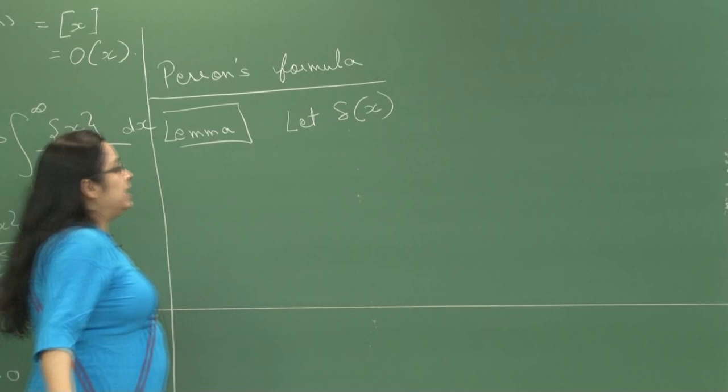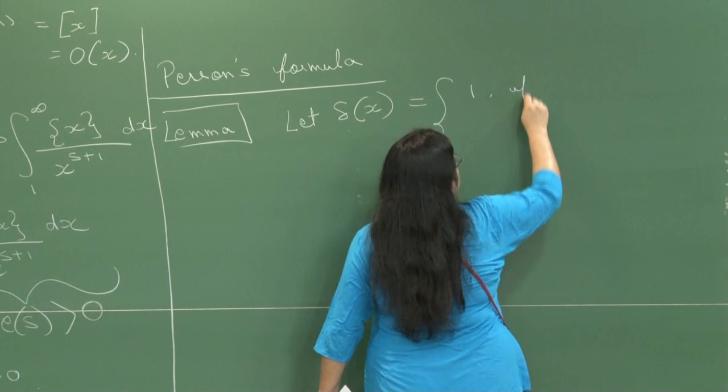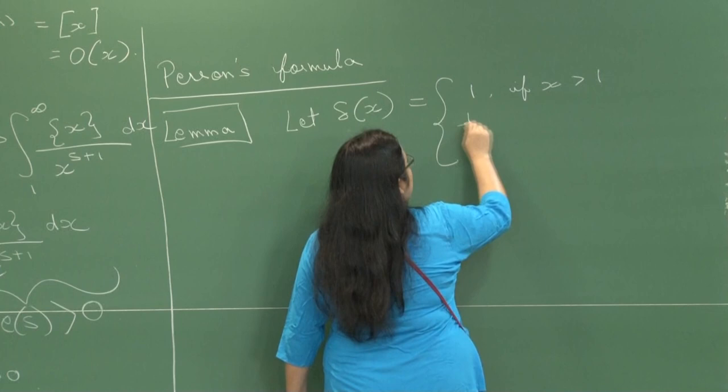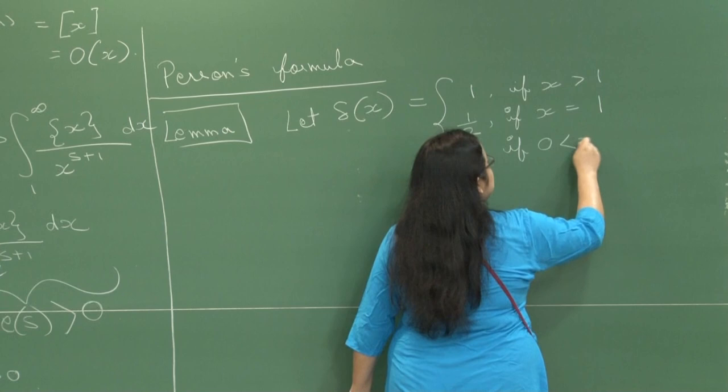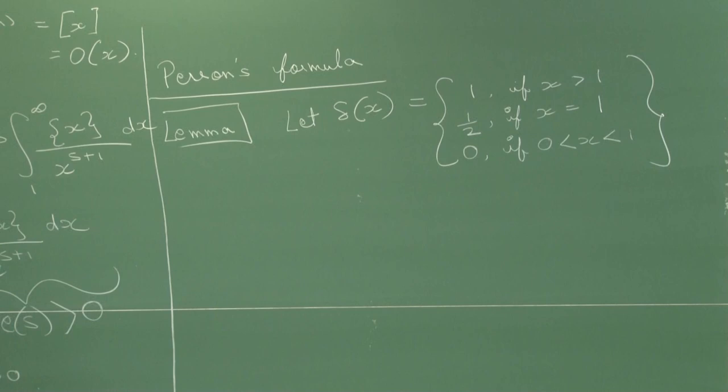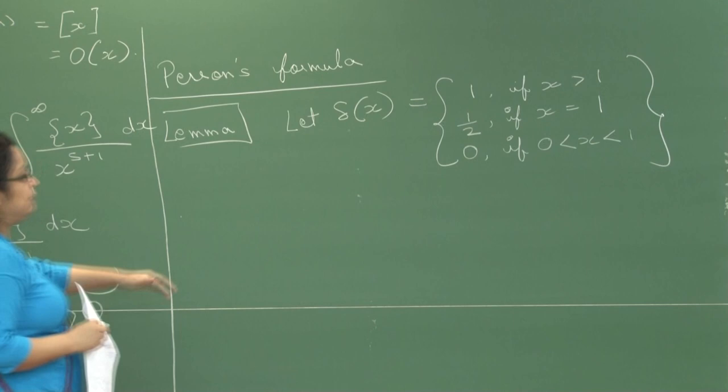let delta of x be equal to 1 if x is greater than 1, it is half if x is equal to 1, and it is 0 if x lies between 0 and 1. Okay, and we learned in our live session, and of course you can also refer to Apostol's book, this is one of the sections in chapter 11, to verify this formula.